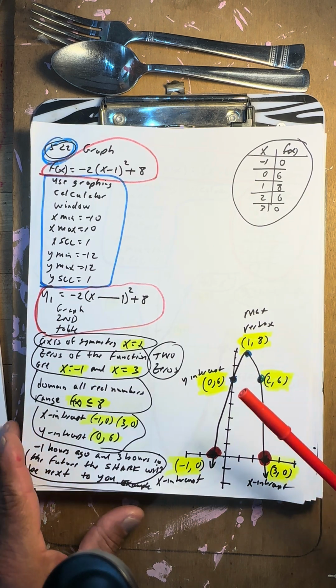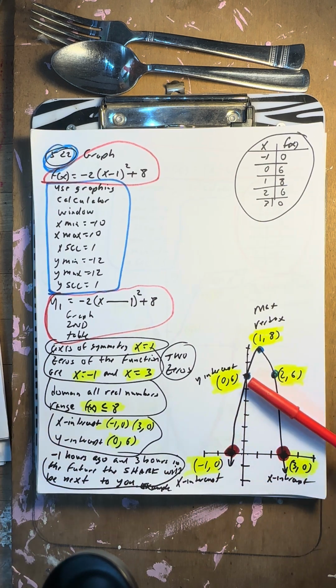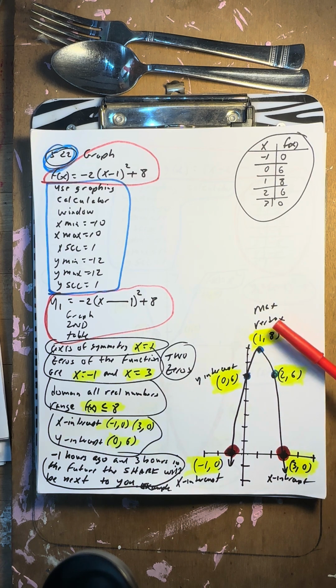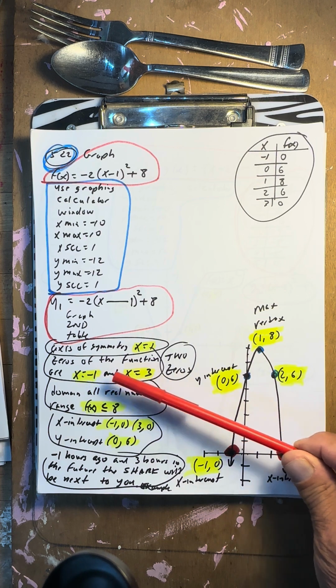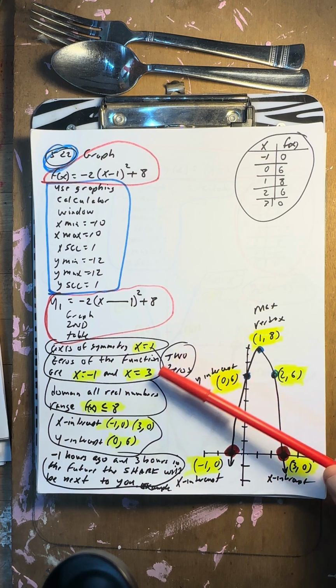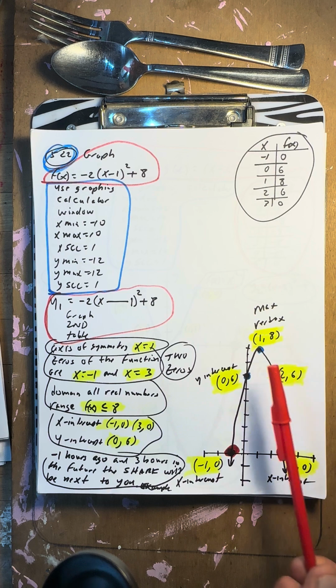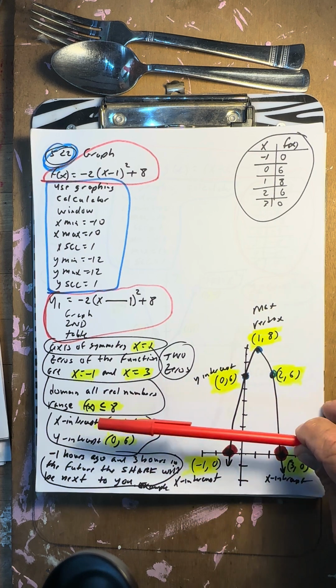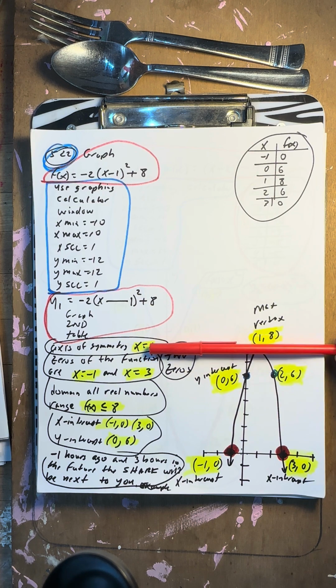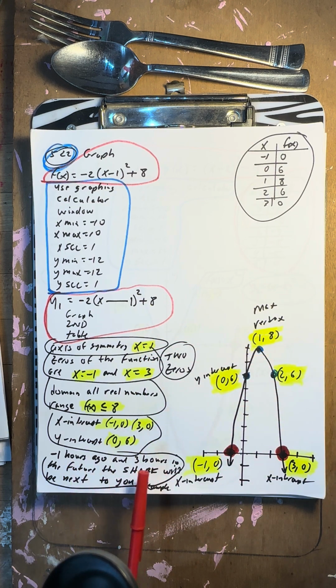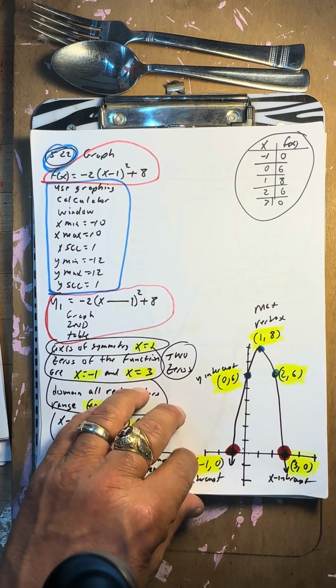Again, this is the x-intercept, y-intercept. 1, 8 is the max or the vertex. So axis of symmetry is x equals 1. Zeros are negative 1 and 3, two of them. Domain is all real numbers. Range is f of x less than or equal to 8, or all real numbers less than or equal to 8. And again, 1 hour ago and 3 hours in the future, the shark will be right next to you.